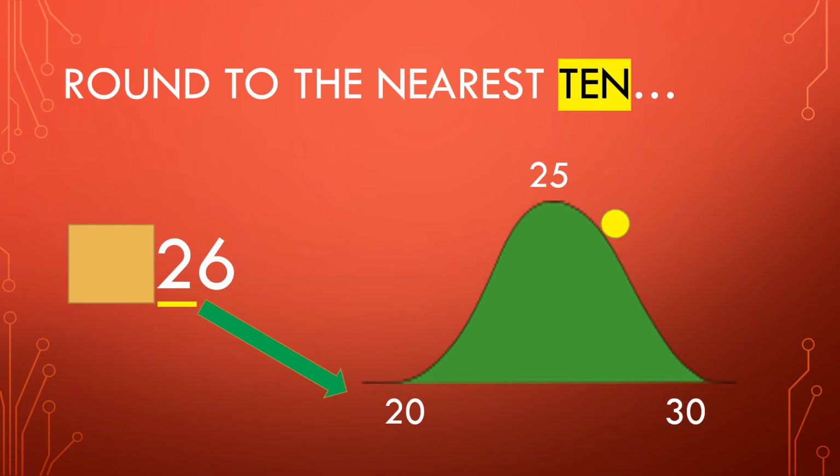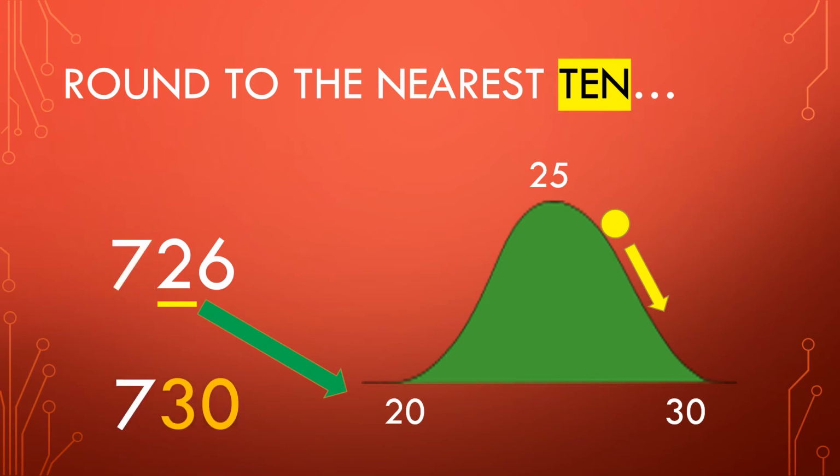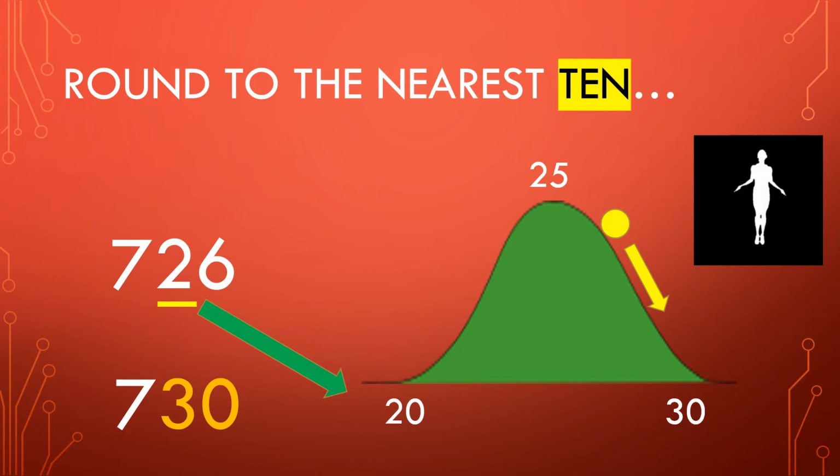26 falls about right there. Therefore, if a ball was on a hill, it would roll down towards 30. So 26 rounds to 30, and then we bring back our original number. 726 rounds to 730. That 2 is in the tens place, so give me two jump ropes.